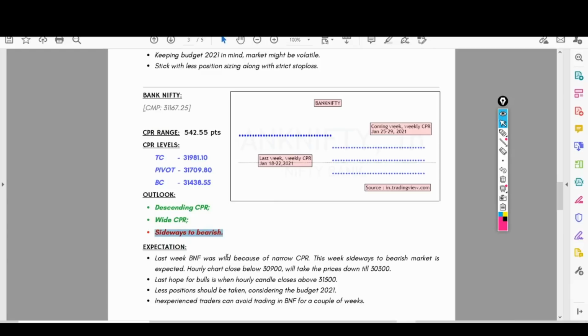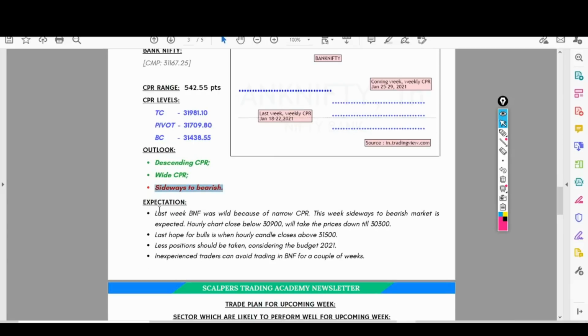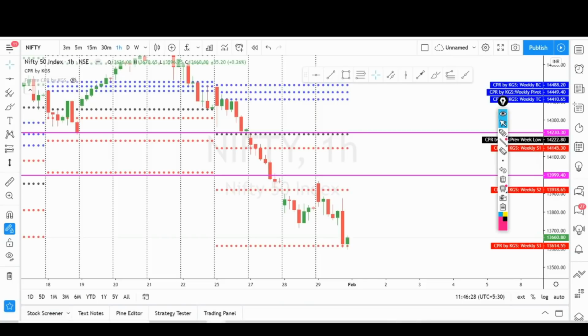Now what is the reason? Let's see. In my expectation, last week Bank Nifty was wild because of narrow CPR. This week sideways to bearish market is expected, but hourly candle close below 3900 will take the price down towards 3300. Okay, so the market is expected to be sideways to bearish above 3900. See, I am expecting the market to remain sideways above 3900.